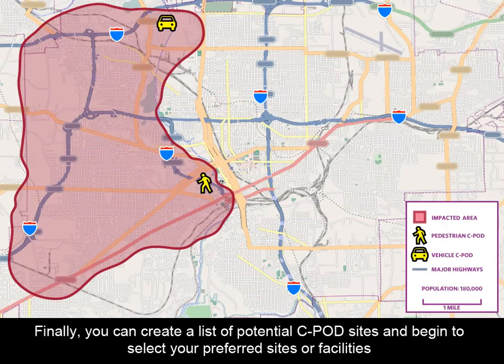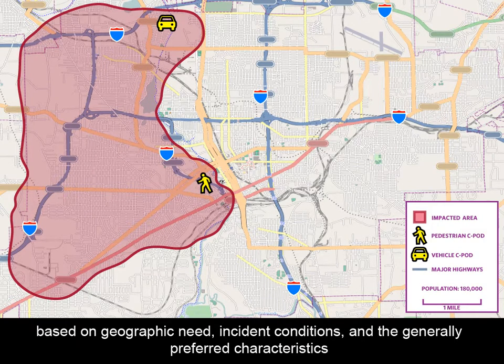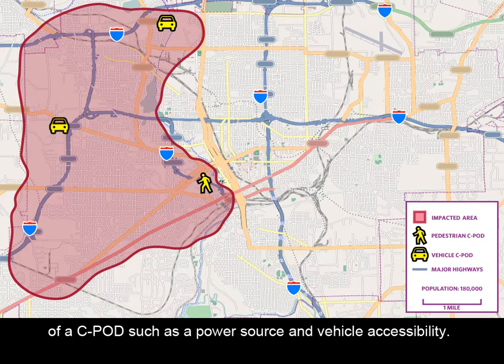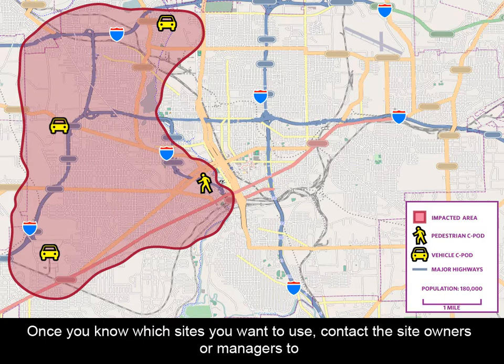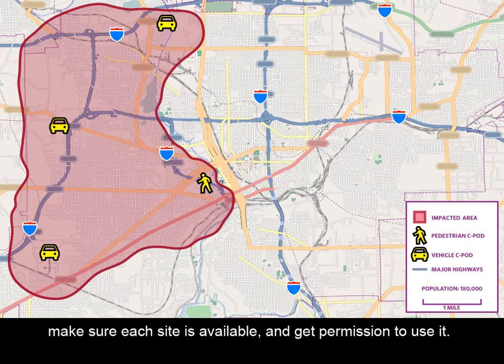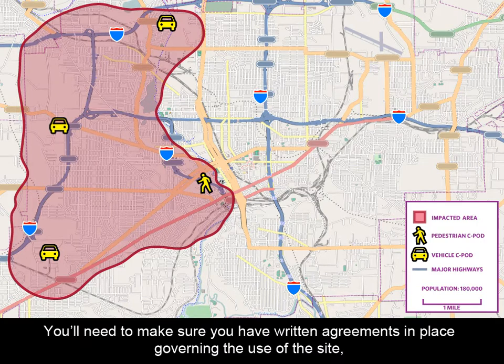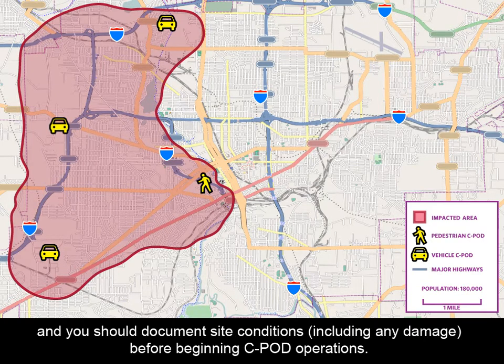Finally, you can create a list of potential C-pod sites and begin to select your preferred sites or facilities based on geographic need, incident conditions, and the generally preferred characteristics of a C-pod, such as a power source and vehicle accessibility. Once you know which sites you want to use, contact the site owners or managers to make sure each site is available and get permission to use it. You'll need to make sure you have written agreements in place governing the use of the site. And you should document site conditions, including any damage, before beginning C-pod operations.